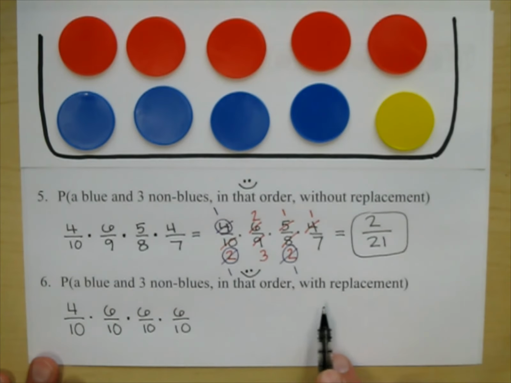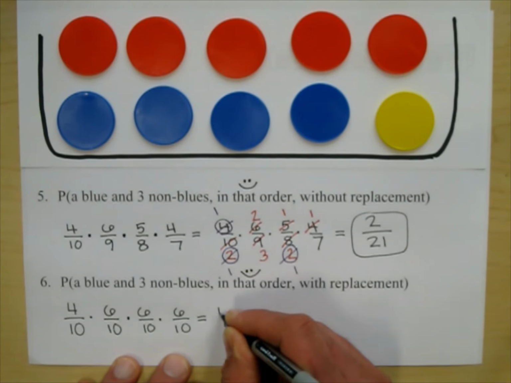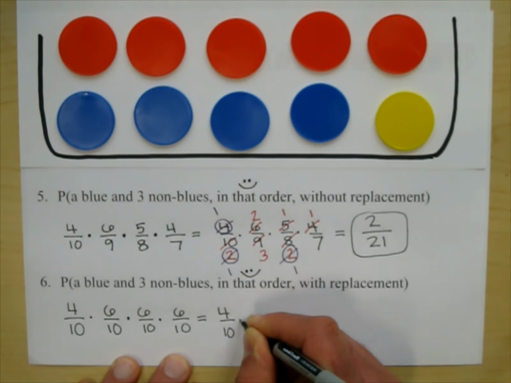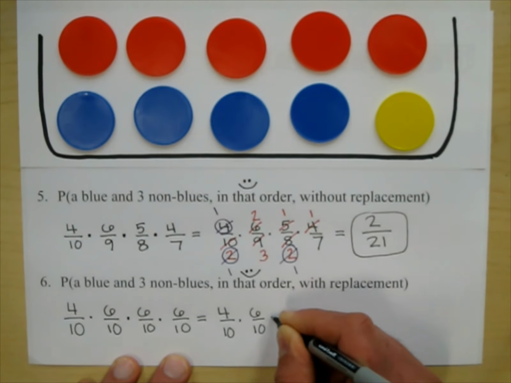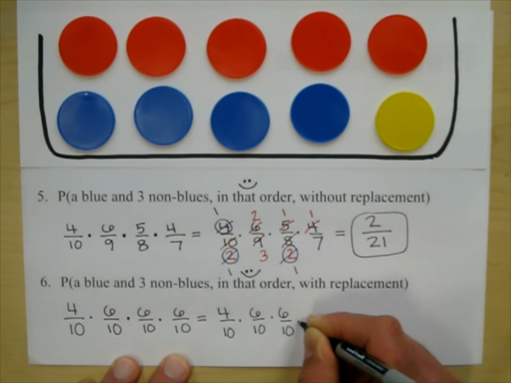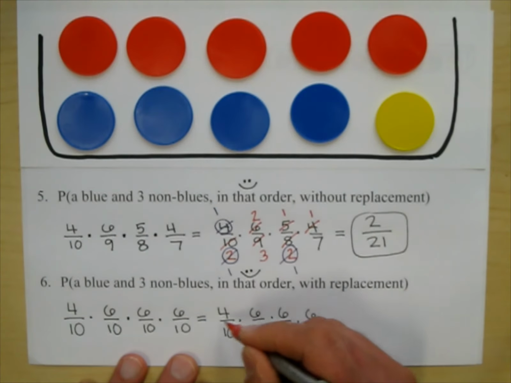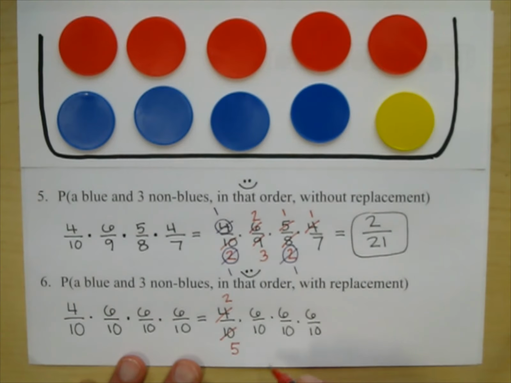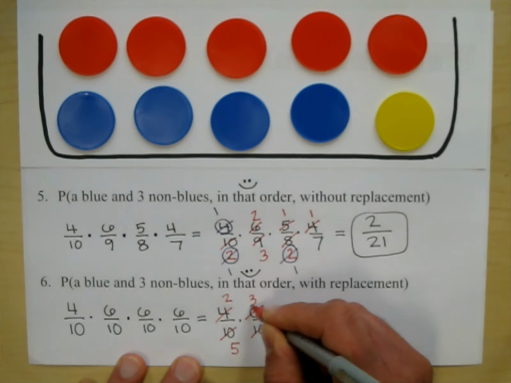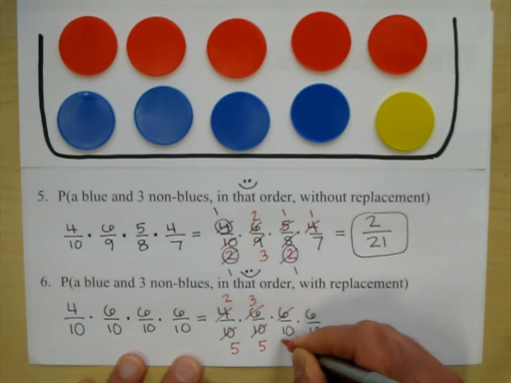So with replacement, some of you might think it looks a little easier because you don't have to keep track of how many things are in the box, and it just looks a little simpler. So let's go ahead and be redundant here. 6/10, 6/10, 6/10, and then we'll reduce. So we have 4/10 is 2/5. 6/10 is 3/5. So we do that 3 times.